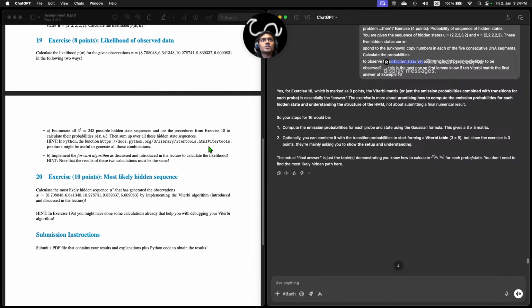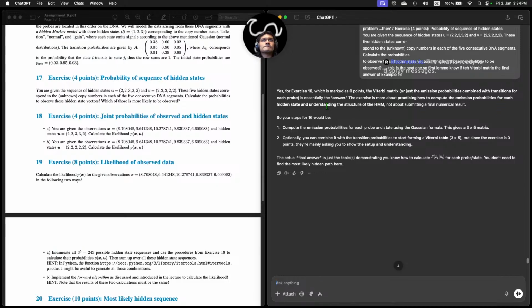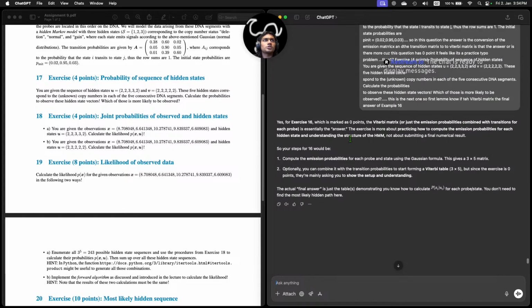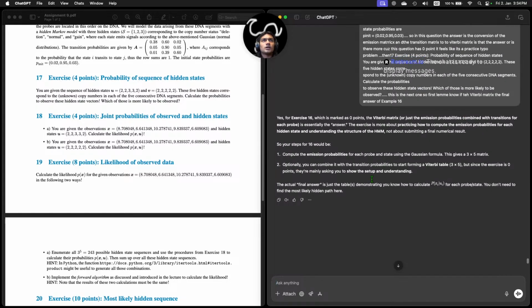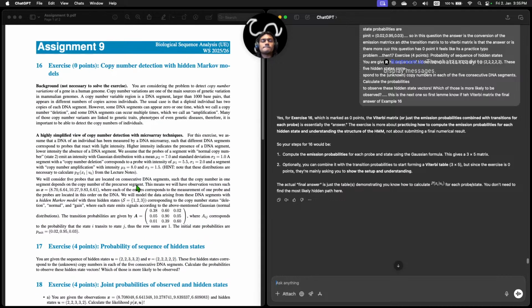Yes, exercise 16, Viterbi matrix. This is essentially the answer. The exercise is more about practicing how to compute the emission matrix for the hidden states. So I need to understand more about the Hidden Markov model. I still don't understand a lot. I need to understand.